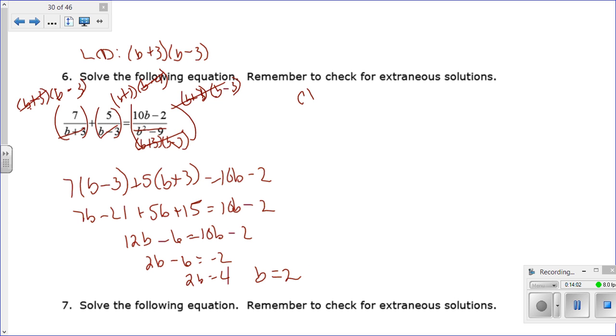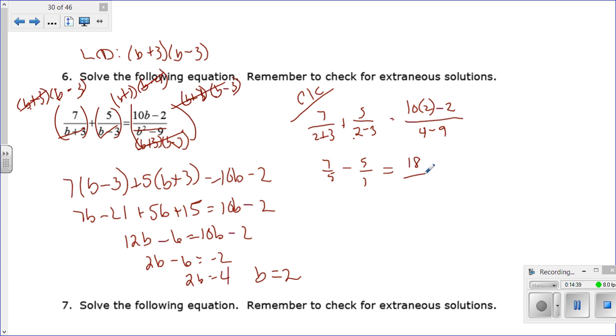Oh, what fun. I don't think that 2 should make this denominator 0, but we will check. 7/2 plus 3 plus 5/2 minus 3 equals 10 times 2 minus 2 over 4 minus 9. So I will get 7/5, and this is going to be minus because that denominator is going to be negative, so it's going to be minus 5/1 equals 10 times 2 is 20, minus 2 is 18, over 4 minus 9 is negative 5.